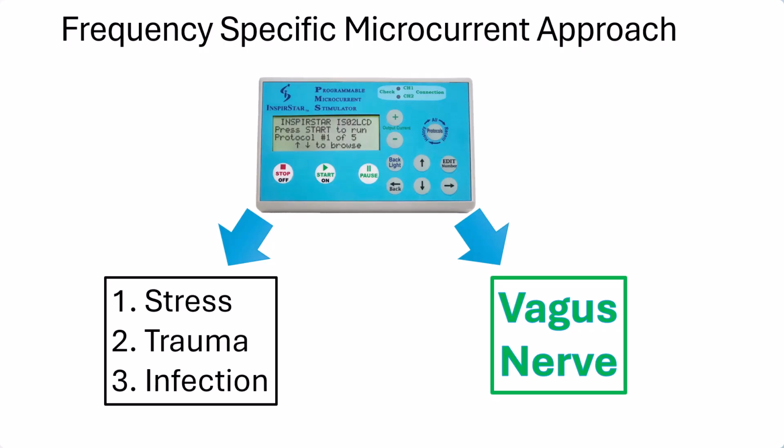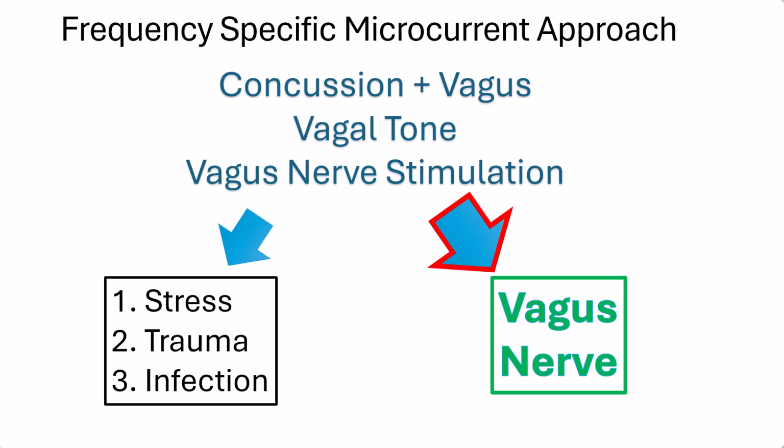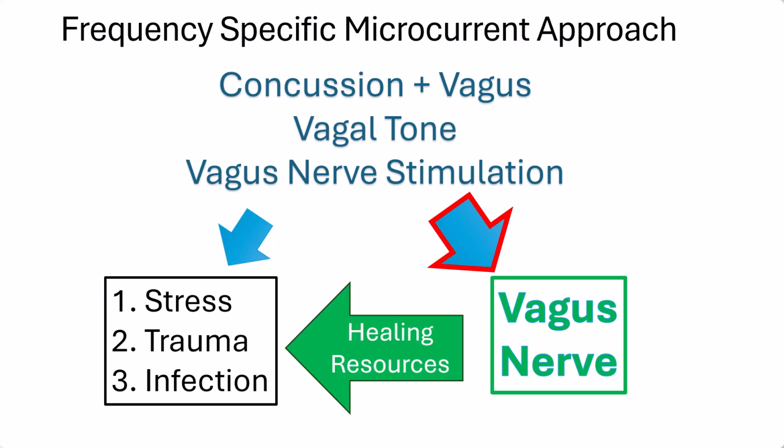Frequency-specific microcurrent can break these vicious cycles by treating whatever is suppressing the healing response and by stimulating the vagus nerve. The primary strategy is to stimulate the vagus nerve with protocols like the concussion and vagus, vagal tone, or vagus nerve stimulation to activate vagal nerve function and shift the physiology into a healing mode. With the vagal system activated, our body then mobilizes its healing resources and begins to address the cause of vagal nerve suppression.